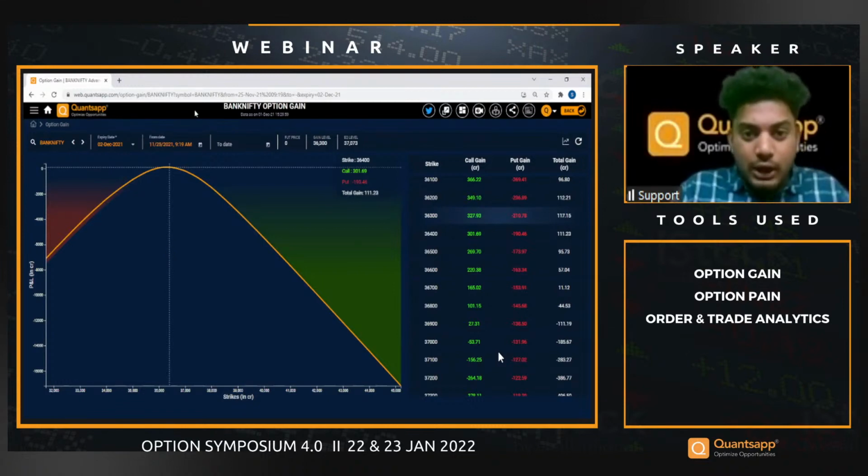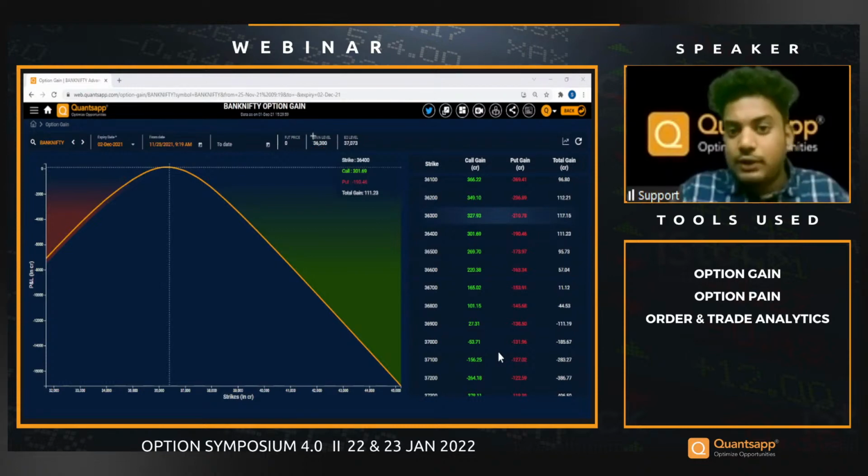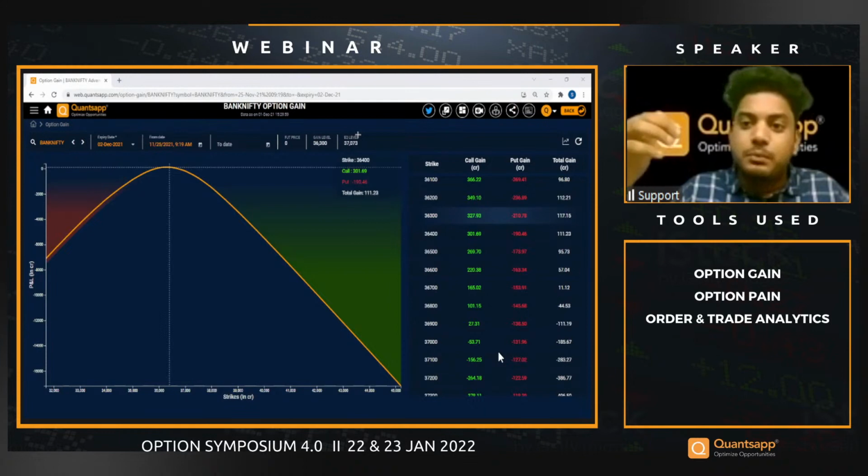Now coming back, as I said, this is the level where option sellers are making the most profits. At 36,300, a call seller will make a loss if Bank Nifty goes above this level, right? Because that is the level where he is sitting at the most profit. Anything above it, he might start to end up making a loss. But to know where exactly the call sellers are going to make a loss, or the level where neither call sellers nor put sellers are making money, we can identify that level by the EQ level. So what is the EQ level? At the EQ level, neither call sellers nor put sellers are making money.